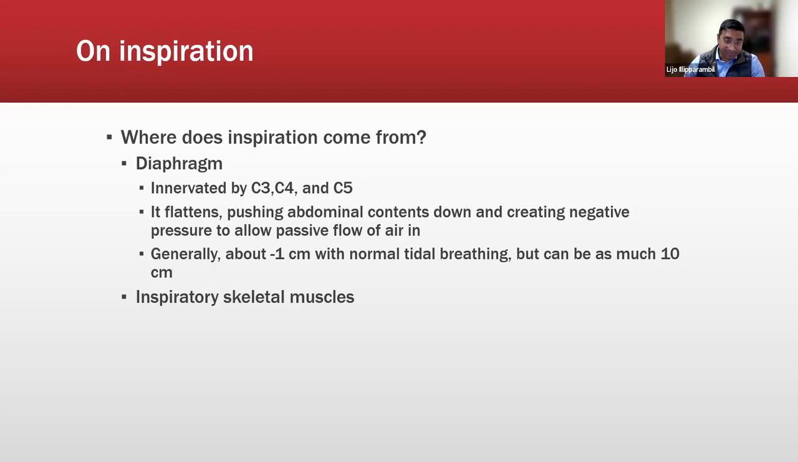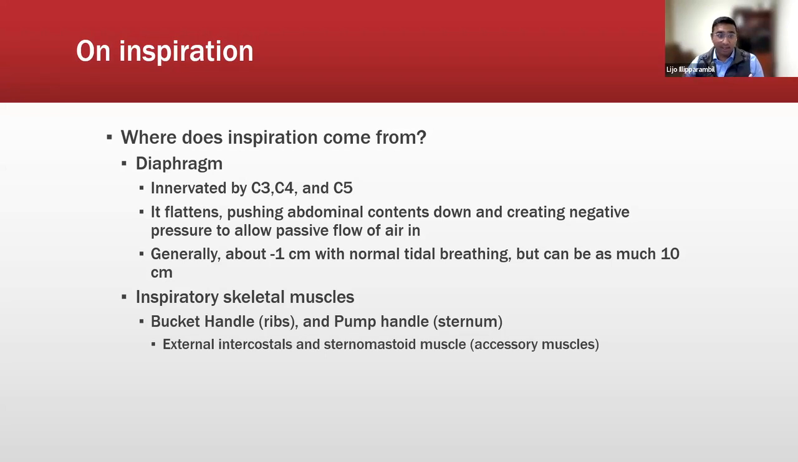There are some inspiratory skeletal muscles. These are generally used when you use accessory muscles of breathing. There's also a pump system with inspiration, specifically the bucket handles, which are our ribs, and the pump handle, which is your sternum. These are affected by the external intercostals and the sternomastoid muscle. Specifically, the external intercostals work on the ribs, and the sternomastoids work on, well, your sternum.